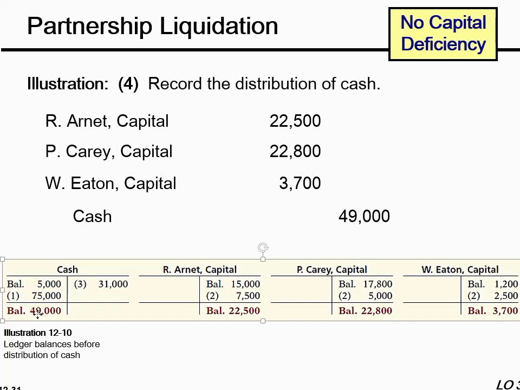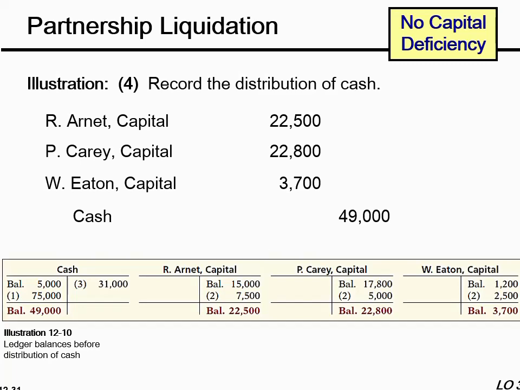If the balances are not equal to the cash, it means that you made some mistake in solving the question. So let's distribute. Aren's capital gets debit because now we are paying him finally. So his claim will be paid off and he'll be removed from the partnership. Carrie will also get his claim back, and Eton will also get his claim back, and all the cash will be distributed. Now there is nothing left in the balance sheet of this partnership.